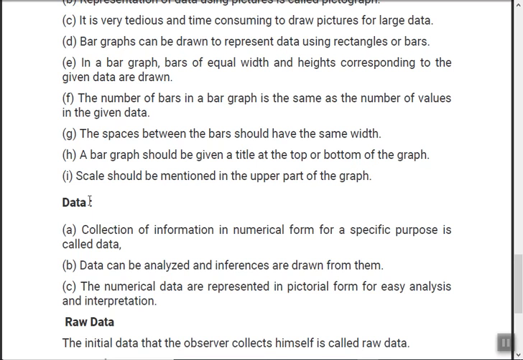Now, what is data? Collection of information in numerical form for a specific purpose is called data. Means there is some purpose for which we collect the information. Only then is it of any use. Otherwise, if you go on randomly collecting information, it's of no use. Data can be analyzed and inferences are drawn from them. The numerical data are represented in pictorial form for easy analysis and interpretation.